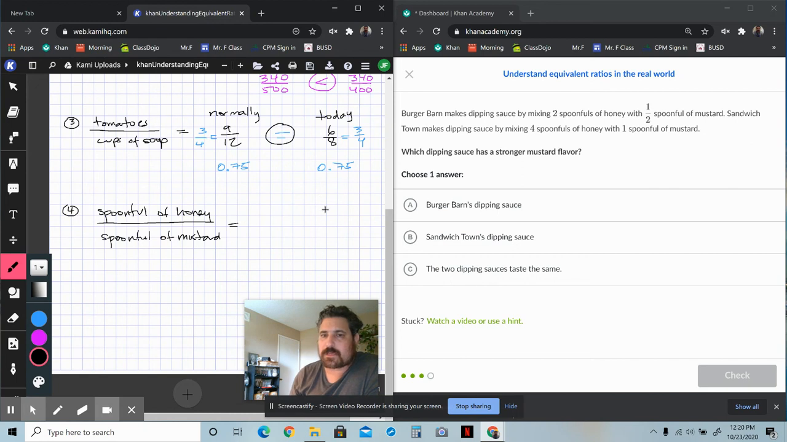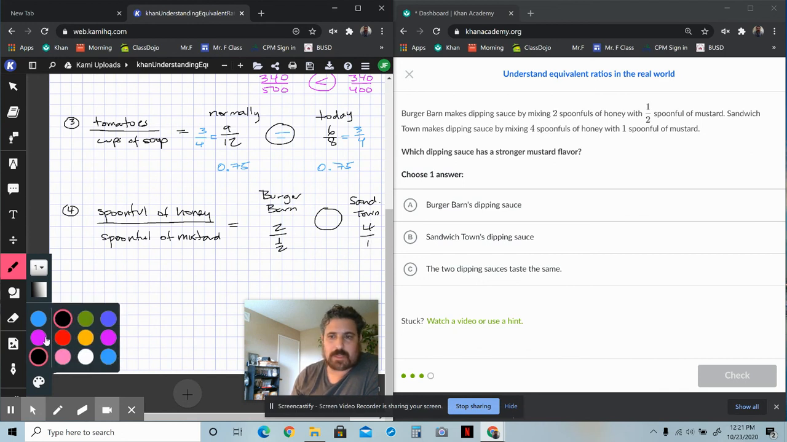Okay, and it says Sandwich Town makes dipping sauces by mixing 4 spoonfuls of honey for every 1 spoonful of mustard. All right, so we got these 2 categories, these 2 restaurants. You got Burger Barn as the first restaurant, and we're going to compare that to Sandwich Town. Okay, so Sandwich Town is the other restaurant. And Burger Barn, honey on top, mustard on bottom. Burger Barn uses 2 spoonfuls of honey for every half of mustard, and Sandwich Town uses 4 spoonfuls of honey for every 1 spoonful of mustard.